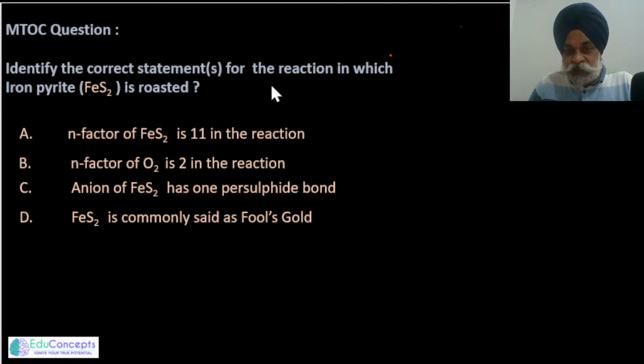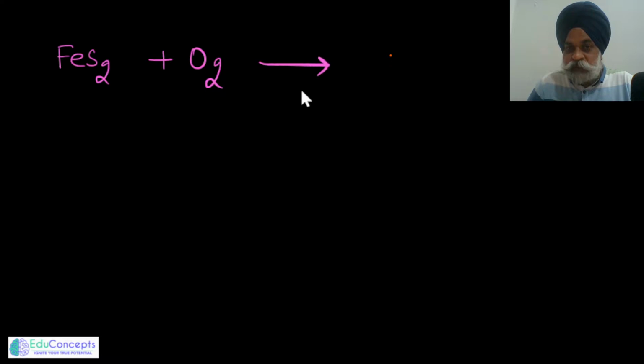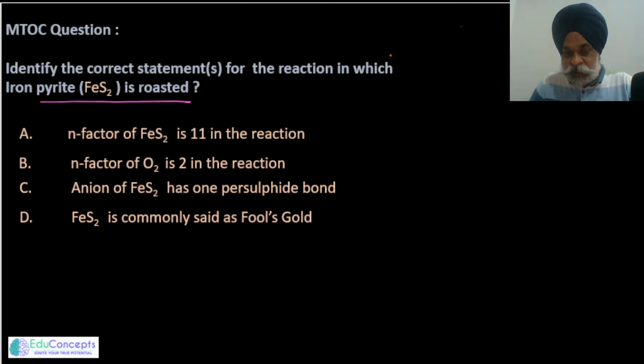So identify the correct statement for the reaction in which iron pyrite is being roasted. Directly, indirectly, they are checking whether you know iron pyrite, although they have given the formula, and it is to be roasted. Roasting of any species or any ore is done in the presence of oxygen. Very simple it is. From the point of view of the reaction, it is quite simple. Now, what else are they asking?